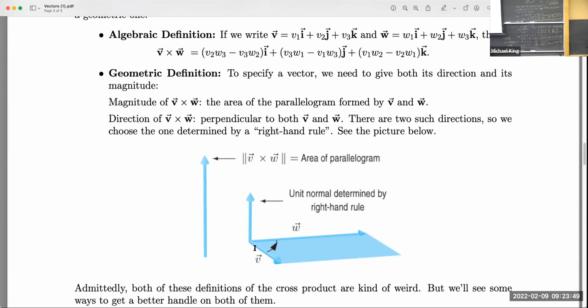Did we talk about the right-hand rule already this semester? Why do I feel like I talked about the right-hand rule recently? What was I just talking about the right-hand rule?